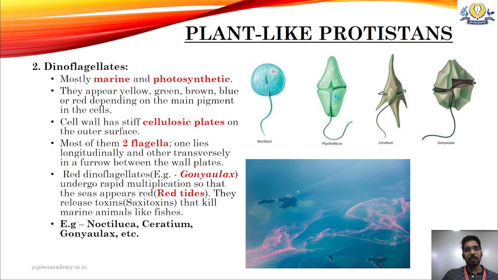Okay, the next group we come across is dinoflagellates. These dinoflagellates are mostly marine and they are also photosynthetic. They may appear in different colors, be it yellow, green, brown, blue, or even red, depending on the main pigment in the cell. The cell wall has stiff cellulosic plates on the outer surface. That is why they are also known as armored protistans, or armored algae, because the outer cell wall has cellulosic plates which look like armor.